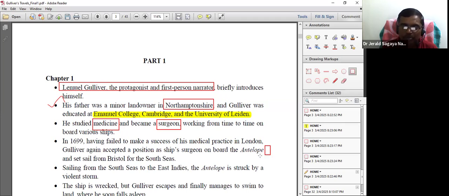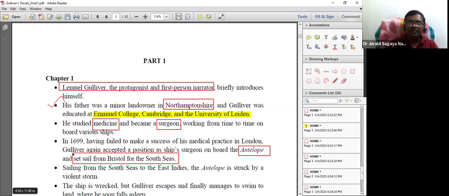And this is the most important occasion. He boarded a ship called Antelope, and he decided to sail for the South Seas. From Bristol, he started a journey towards the South Sea. Particularly, he was moving towards the East Indies. As he was traveling to the East Indies, the ship Antelope was struck by a violent storm.